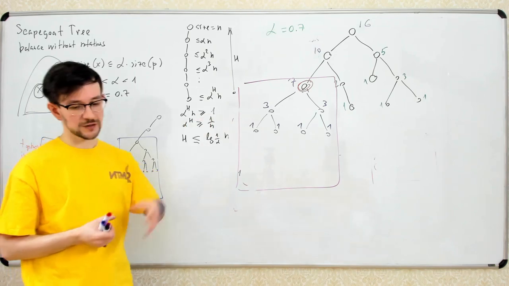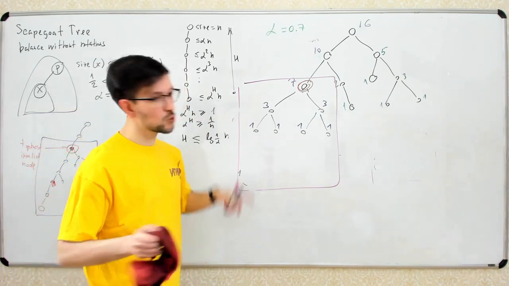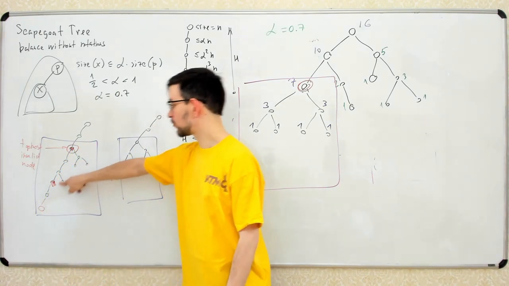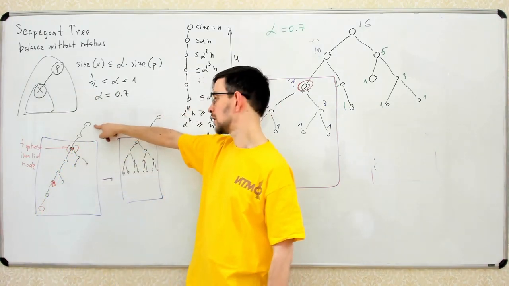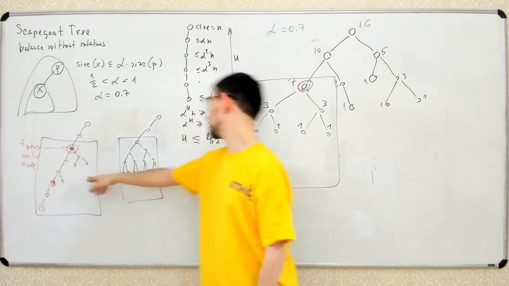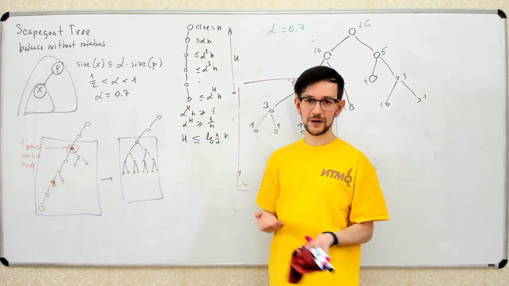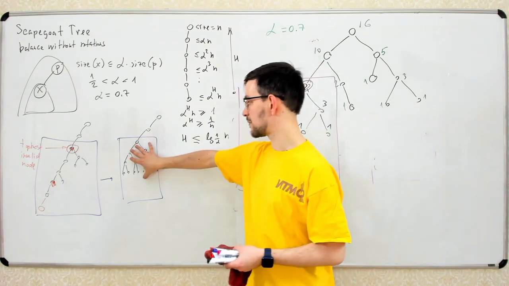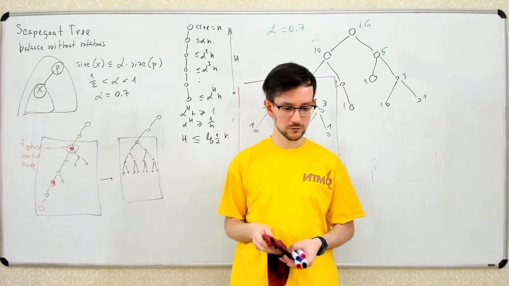That's how you update the scapegoat tree. You add a new element, iterate over all parents of this element. If you have some invalid node, then you take the whole subtree, build a perfectly balanced subtree of the same size, and put this perfectly balanced subtree instead of your previous subtree.